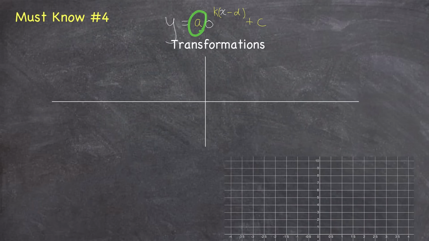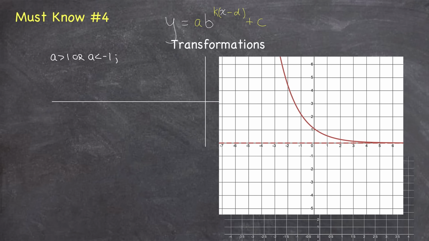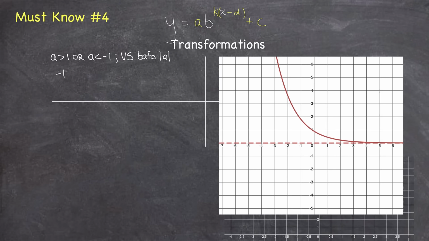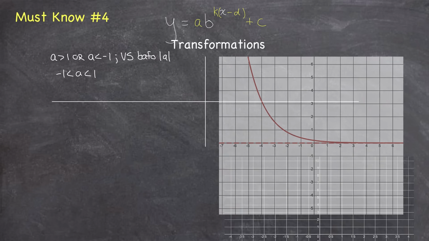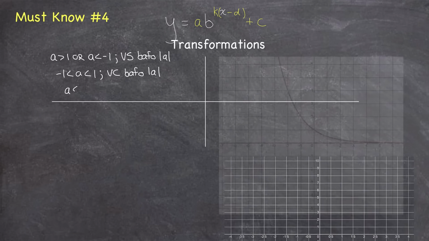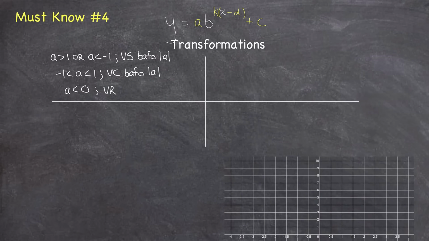Let's start with a, the value we multiply the power by. If a is bigger than 1 or less than -1, it causes a vertical stretch, which I'll write as VS, by a factor of, which I'll write as BAFO, the absolute value of a. But if a is between -1 and 1, it actually causes a vertical compression by a factor of the absolute value of a. And if a is negative, so if it's less than 0, there's going to be a vertical reflection across the x-axis.